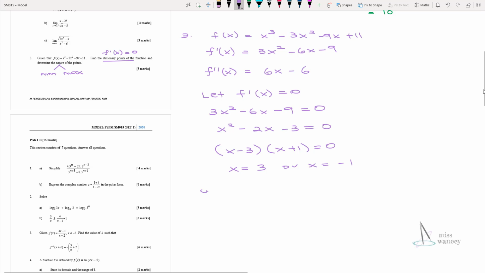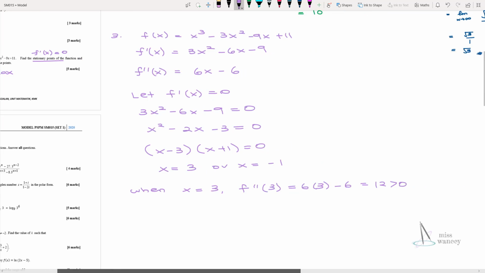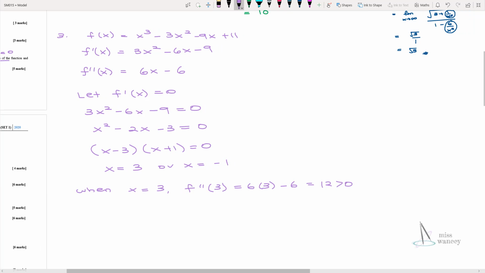Okay, so when x is equal to 3, f double prime of 3 is equal to 6 times 3 minus 6. So this is equal to 18 minus 6. So this is 12. 12 is greater than 0. So since we do have something that is greater than 0, I do know this is definitely a minimum point.